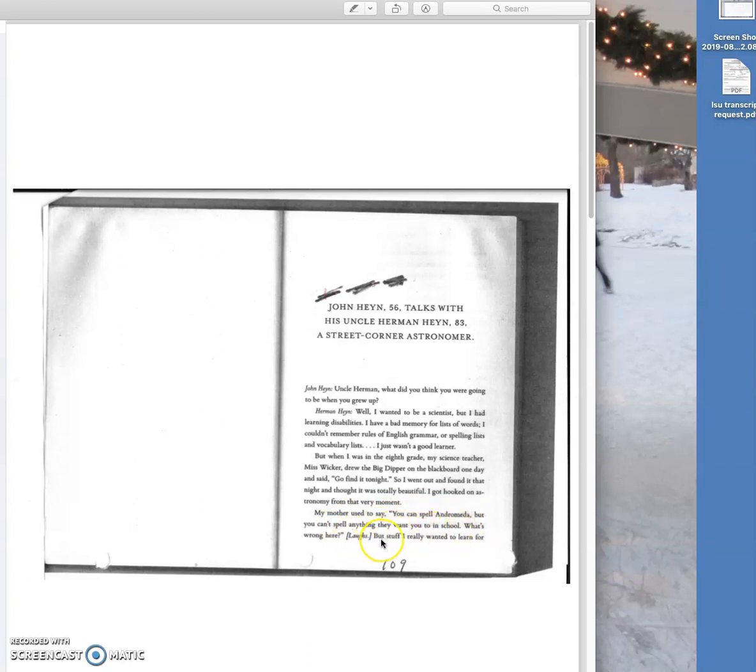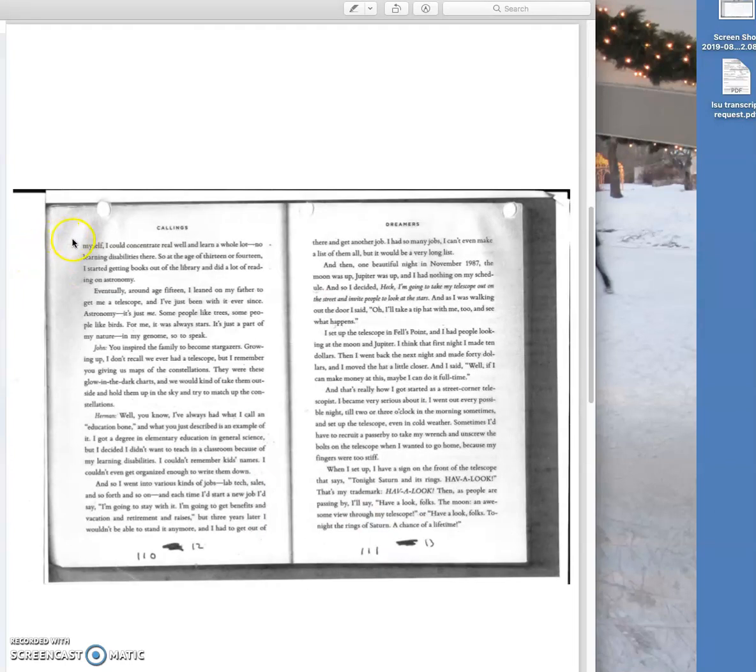What's wrong here? But stuff I really wanted to learn for myself, I could concentrate real well and learn a whole lot. No learning disabilities there. So at the age of 13 or 14, I started getting books out of the library and did a lot of reading on astronomy. Eventually, around age 15, I leaned on my father to get me a telescope, and I've just been with it ever since.